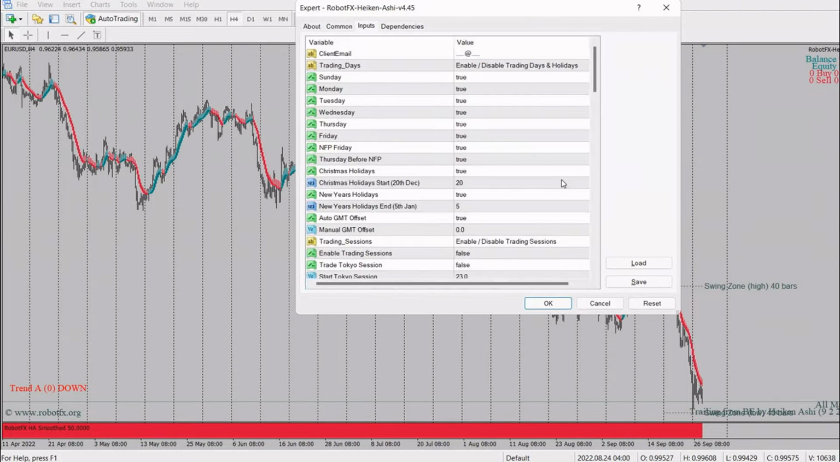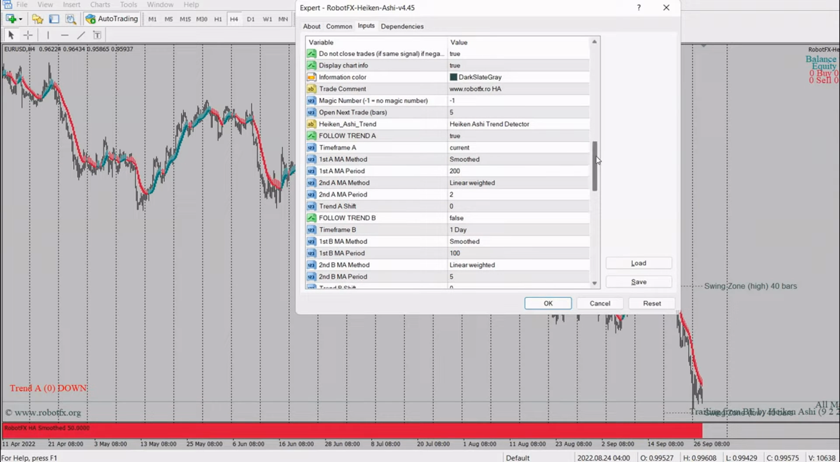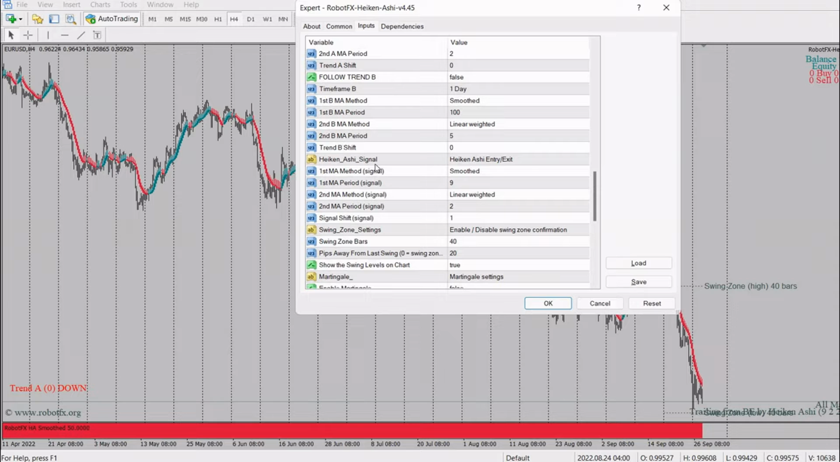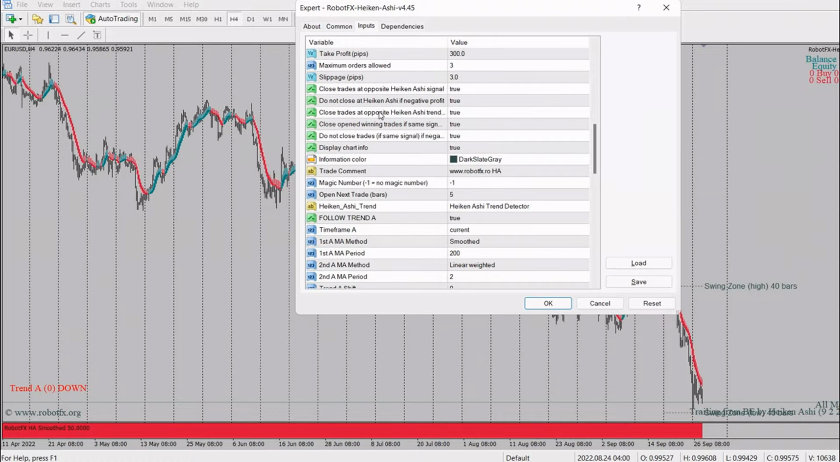And I will also tell you that the same Heiken Ashi indicator settings that I use for the entries must be copied from the indicator into right here under the Heiken Ashi entry exit values. I think it was the default one, smoothed 6 and the second moving average linear weight 2. And the same settings are used for the entry and exit. The exit is optional. The expert advisor can be set to close trades when the color of the Heiken Ashi changes. It can also be instructed not to close trades if there is a negative profit.